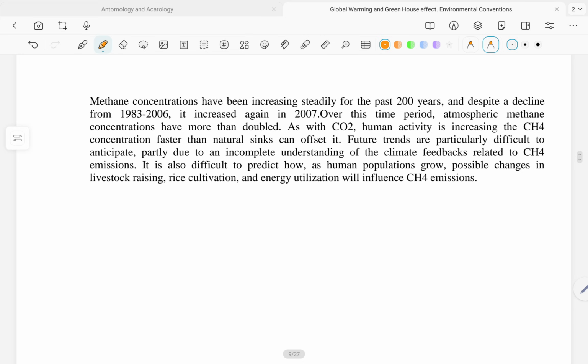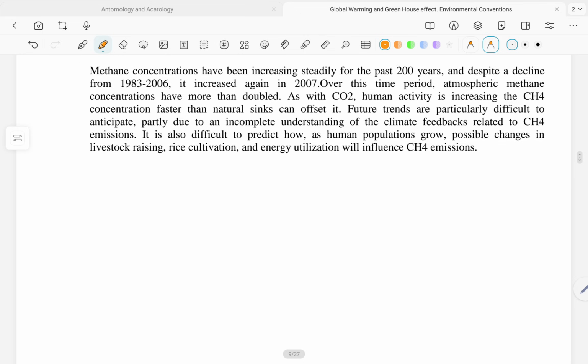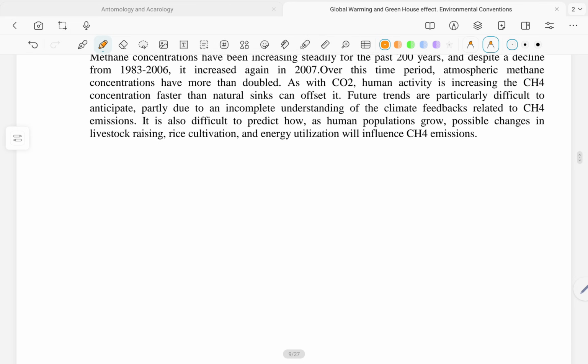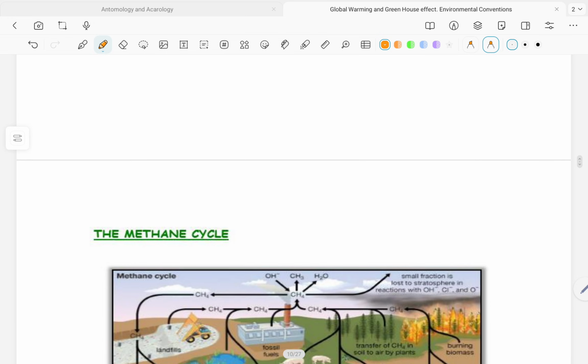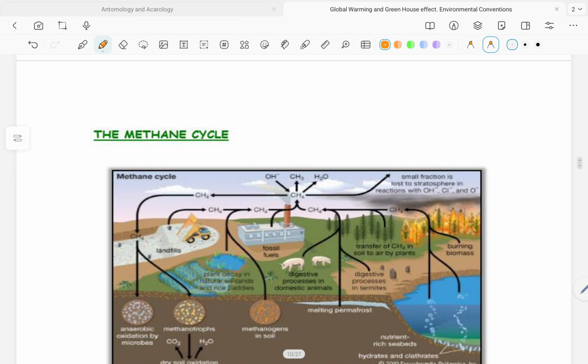Further trends are particularly difficult to anticipate, partially due to an incomplete understanding of the climate feedbacks related to CH4 emission. It is also difficult to predict how human population growth, possible changes in livestock, rising rice cultivation, and energy utilization will influence CH4 emission. The methane cycle.